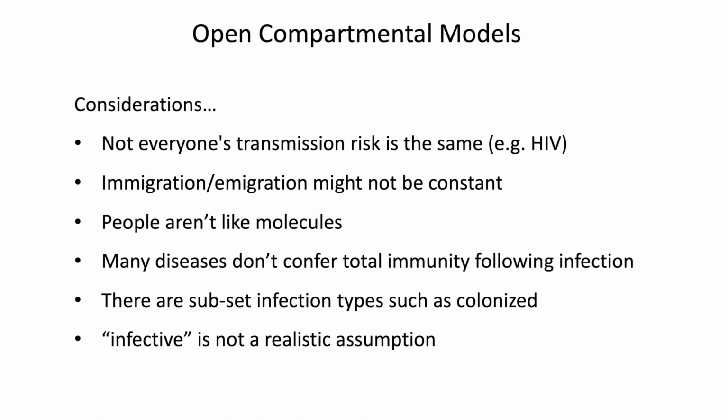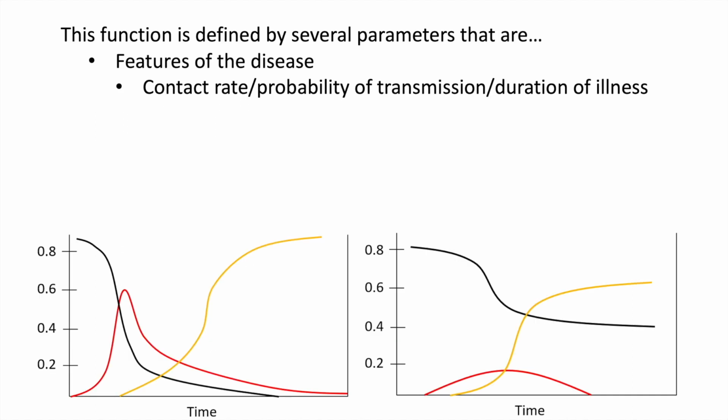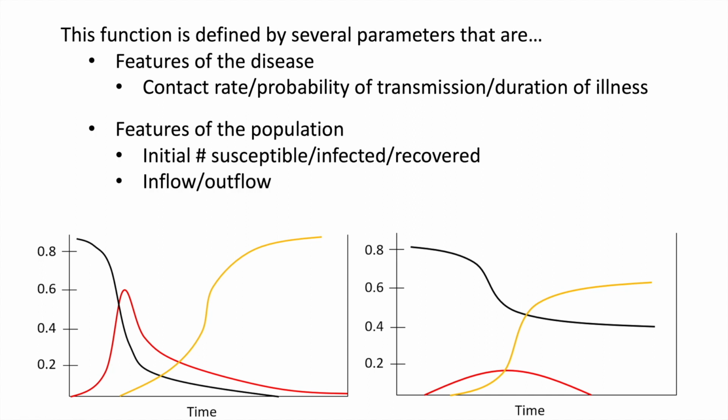pathogenesis where you're contagious. Like I was mentioning before, these three functions are defined by some parameters that are either disease specific or population specific. So, things like probability of transmission, duration of illness, and contact rate, which I put under disease specific, but I guess that's more of a population one. And some other features of the population, like the initial number of susceptible, infected, and recovered people, and the inflow and outflow.